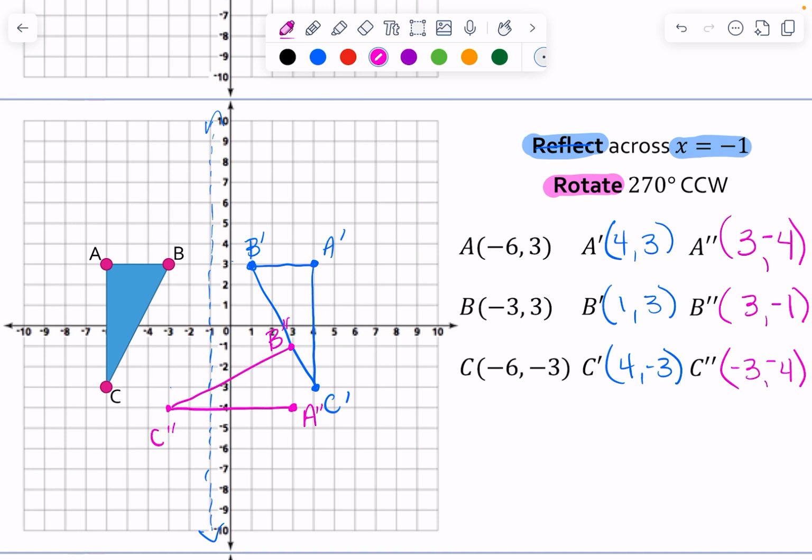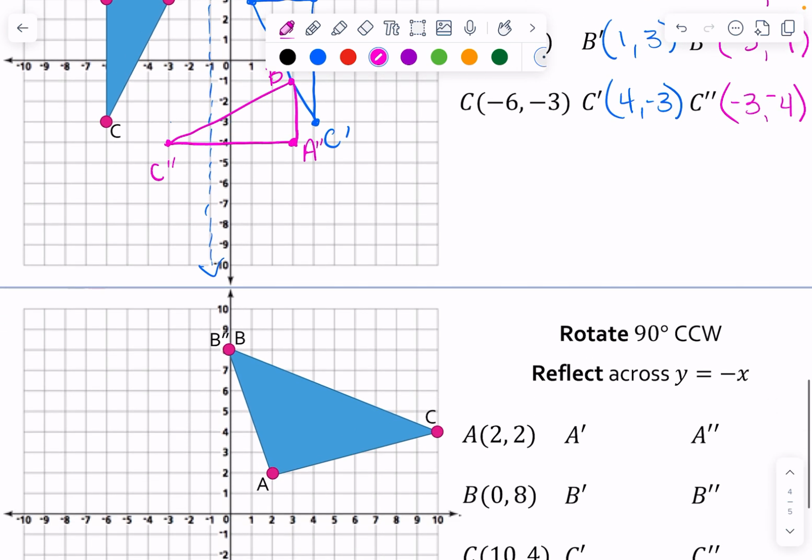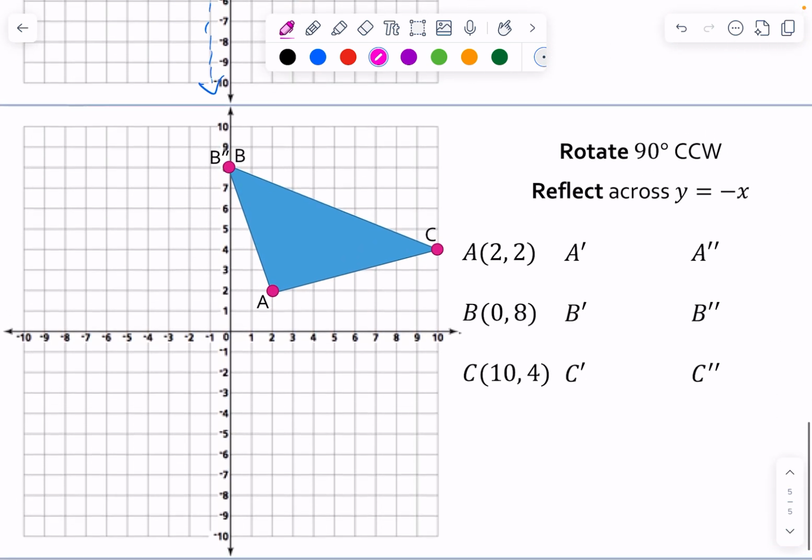Now, you can double check yourself just to make sure you didn't do anything silly. If you think about it, B and A are in quadrant 1. If we rotate that 270 degrees counterclockwise, that would put it into quadrant 4, which they are. Also, C is in quadrant 4. If we rotate 270, that would put it in quadrant 3. So that's an easy way to double check to see if you're doing that right. And that's how that transformation composition would look.